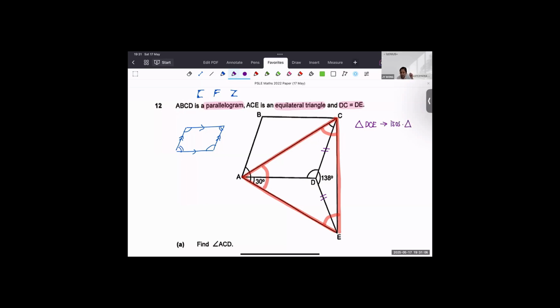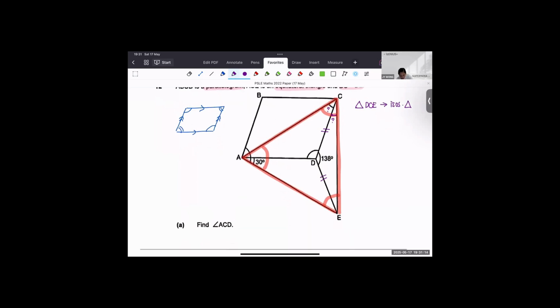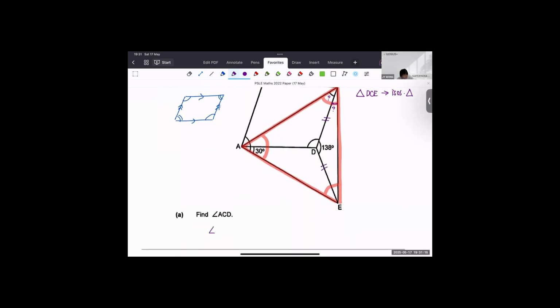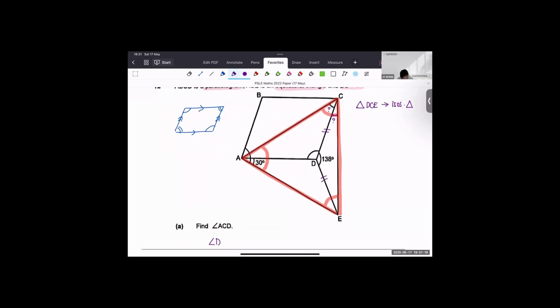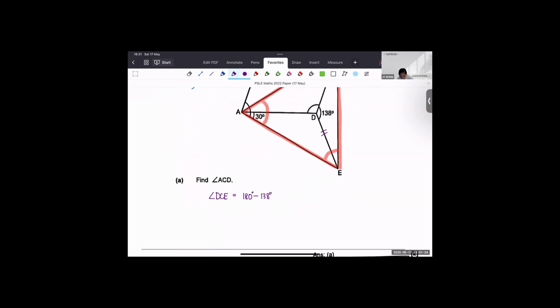Now, I'm supposed to find ACD, which is here. I need to find angle DCE, which is possible because it's an isosceles triangle. So angle DCE is equals to 180 degree minus 138 degrees and divide by 2. That will give you 21 degrees.